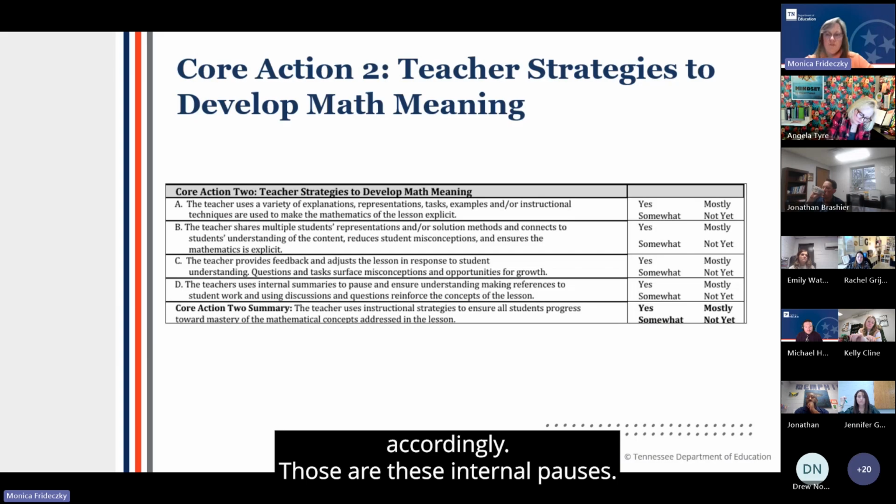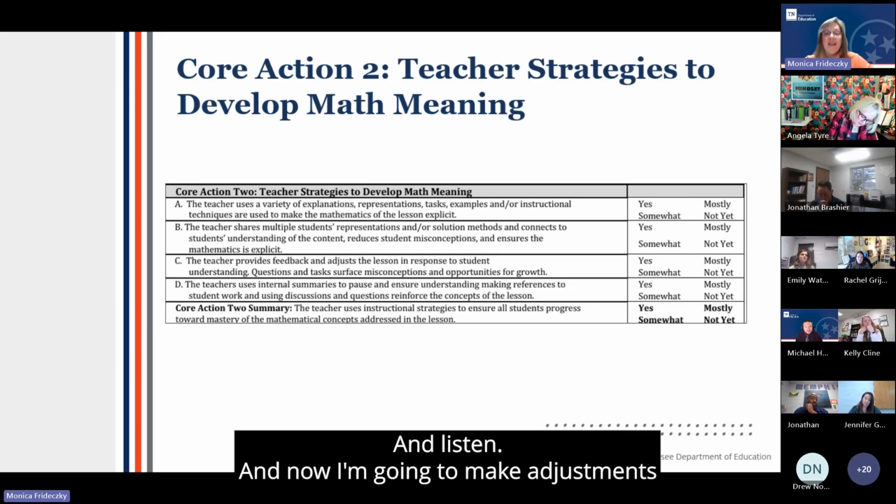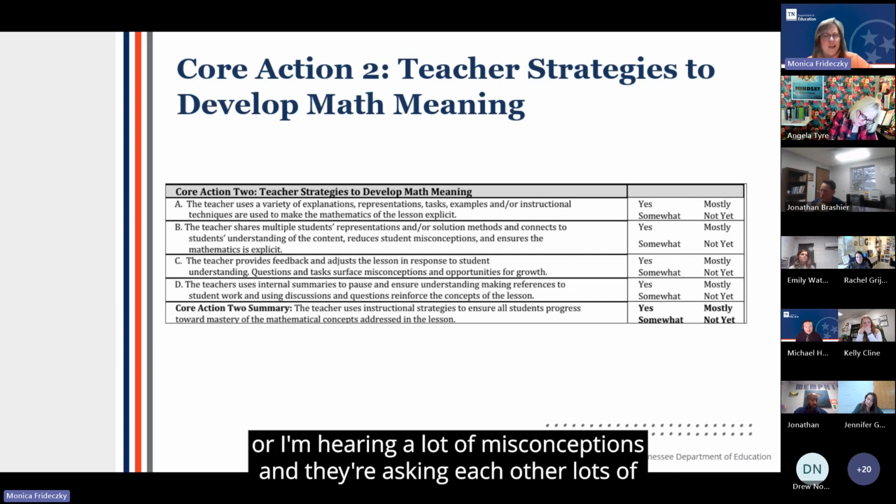Those are these internal pauses. I'm going to pause and listen, and now I'm going to make adjustments because I'm hearing the majority of students are ready to move on, or I'm hearing a lot of misconceptions and they're asking each other lots of questions.